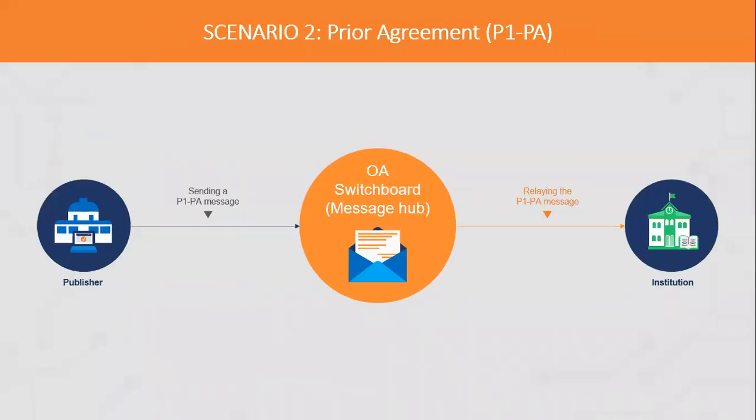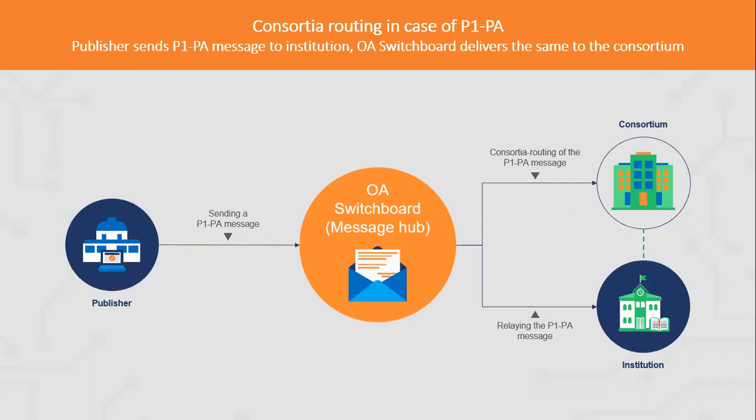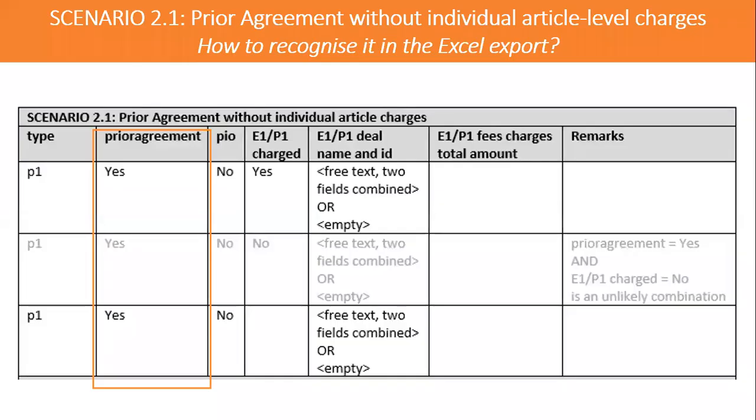The second scenario is the P1 in case of a prior agreement. You as an institution are receiving the P1 prior agreement message if you hold the agreement under which the article is charged. You can recognize such a P1 prior agreement message in the Excel export by a yes in the prior agreement column. Also, there's the indicator for whether it's known that this article is charged to you, yes, no, or unknown. If available, details on the prior agreement are included.